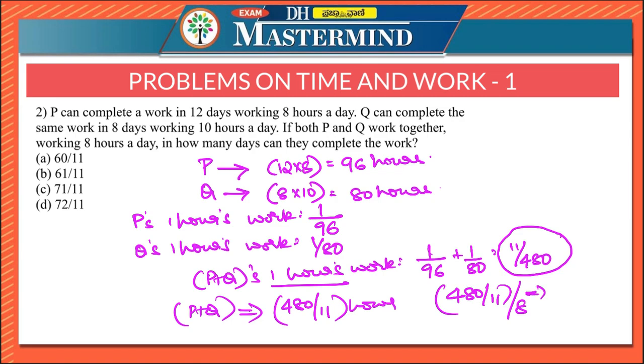Solving this, we get 480 by 11 into 1 by 8. 8 ones are 8, 60s are. So 60 by 11. They require about 60 by 11 days to complete the work when they start working 8 hours a day. Therefore, the right answer over here is option A, 60 by 11.